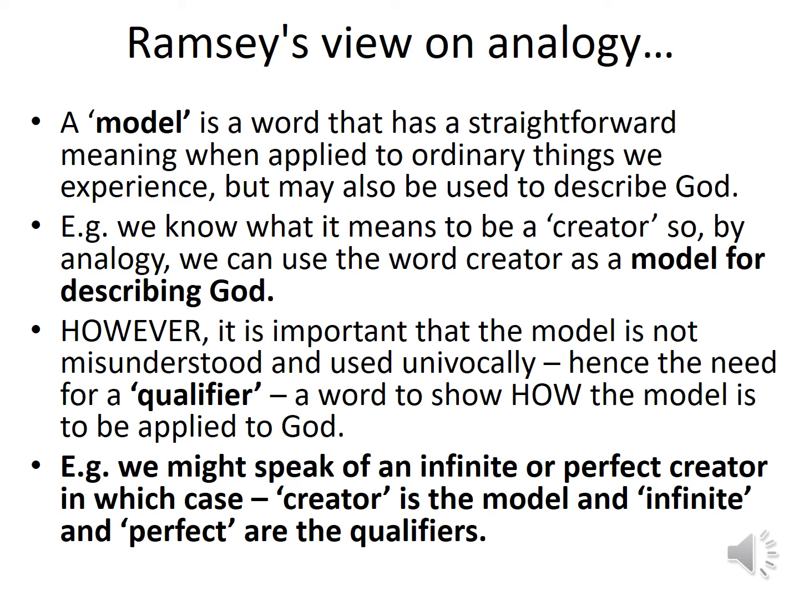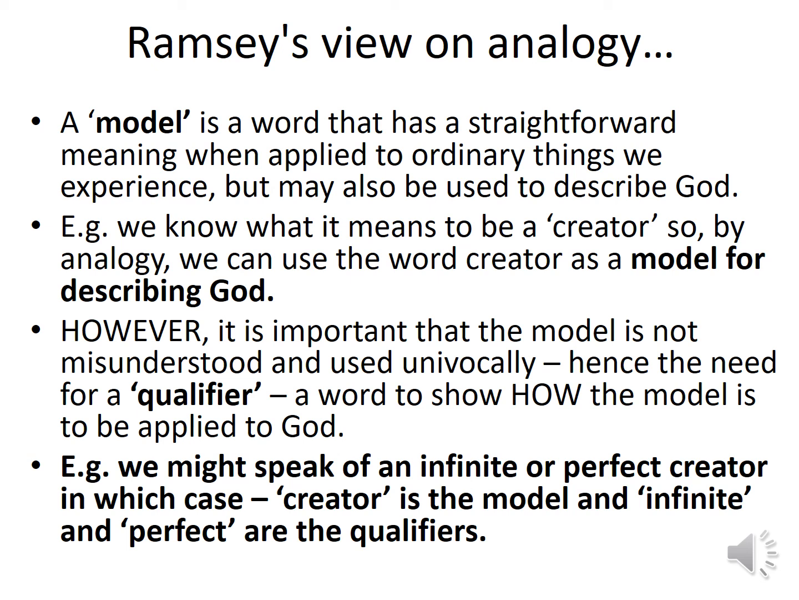We have model words, and model words are things which have a straightforward meaning, which are applied to ordinary things. So for example, the word creator is a model word for describing God. So God is a creator. Okay, but we can't just use model words on their own, because Miss Perry can be a creator. Boris Johnson can be a creator. He's a creator of government, a creator of politics, and creator of laws and all that kind of stuff. So a model word is successful, but they can't be used on their own.